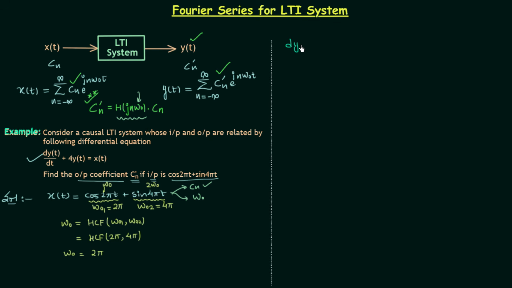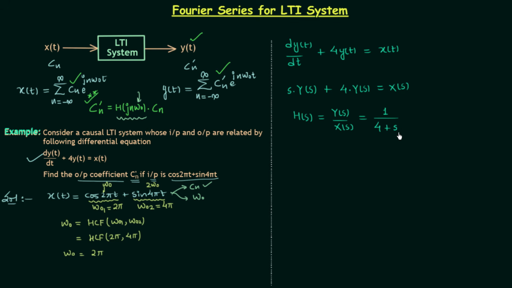In the question, the given differential equation is dy(t)/dt plus 4y(t) equal to x(t), and after performing the Laplace transform, we will have sY(s) plus 4Y(s) equal to X(s). And from this equation we can easily obtain the transfer function H(s). It is equal to Y(s) over X(s), considering all the initial conditions to be 0, and you will find it is equal to 1 over 4 plus s.